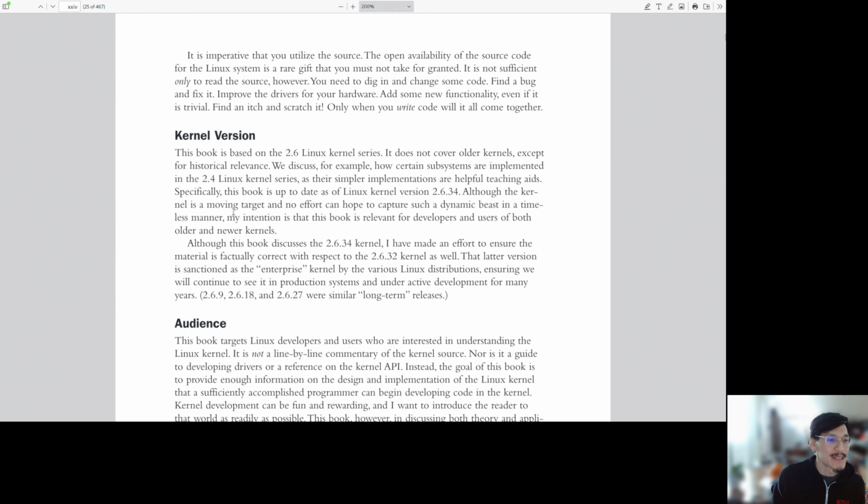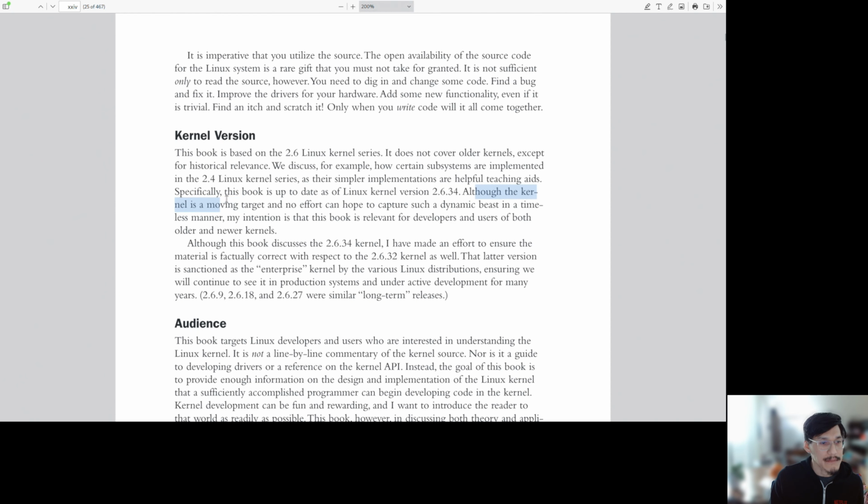Kernel version. This book is based on the 2.6 Linux kernel series. It does not cover older kernels except for historical relevance. We discuss, for example, how certain subsystems are implemented in the 2.4 Linux kernel series, as their simpler implementations are helpful teaching aids. Specifically, this book is up to date as of Linux kernel version 2.6.24. So that's what we're going to be looking at.